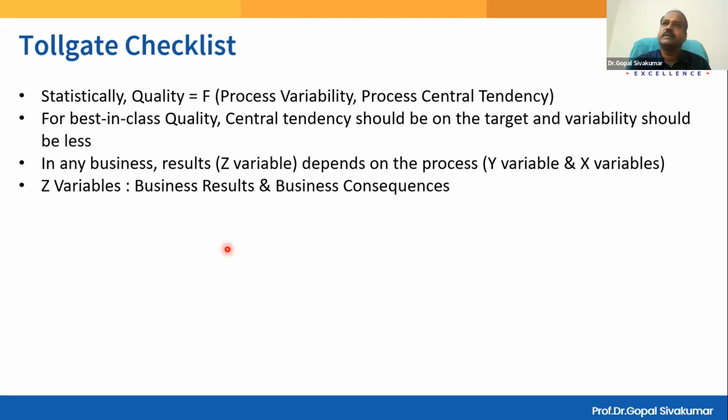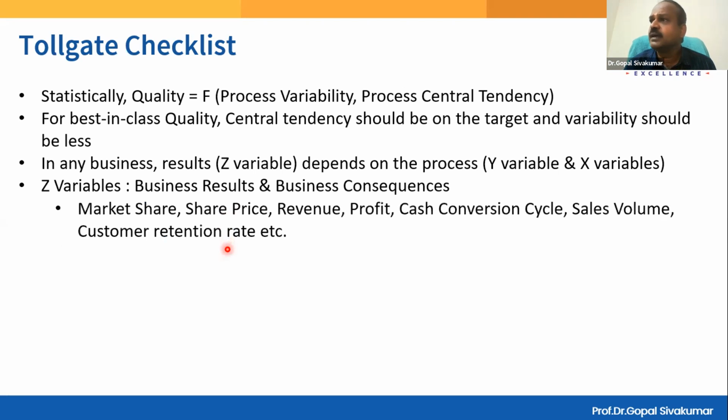So Z variable means the business results, which the top management is expecting. Market share, is it a Y variable? Market share. Z. It's a Z variable. Unless and until your product features are good, your market share cannot be better. So that's a Z variable. And the business results, business consequences, all of them are Z variables. Market share, share price, revenue, even your profit is a Z variable. Cash conversion cycle, sales volume, customer retention rate, all are Z variables. Can you see that, all of you?